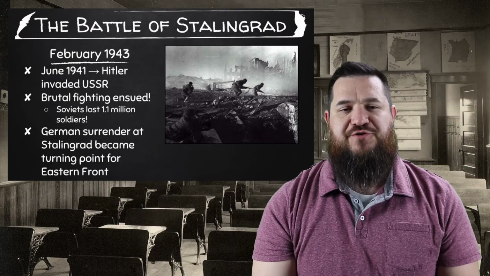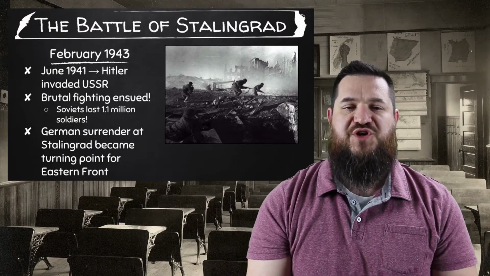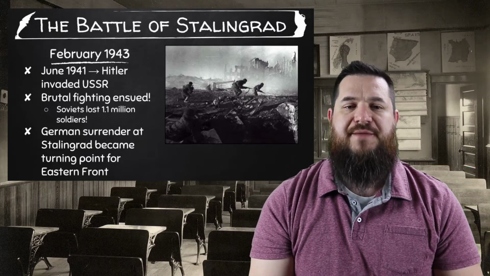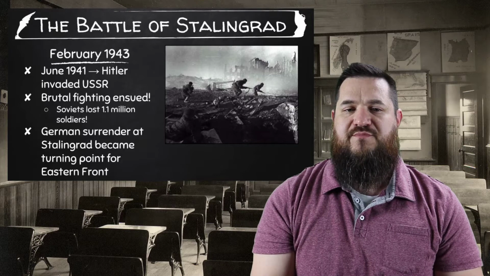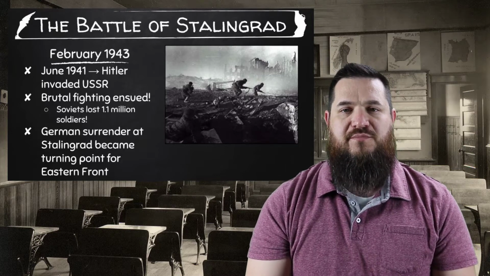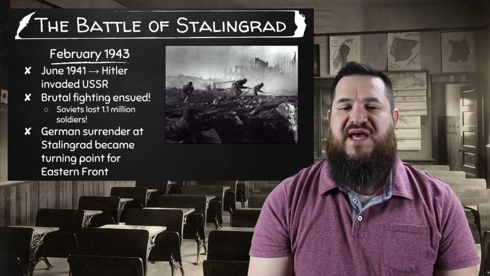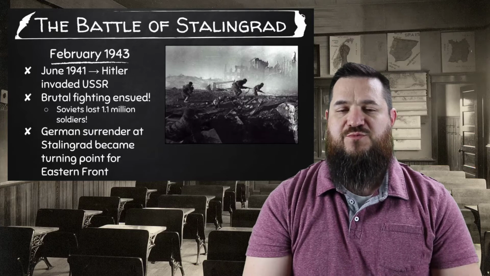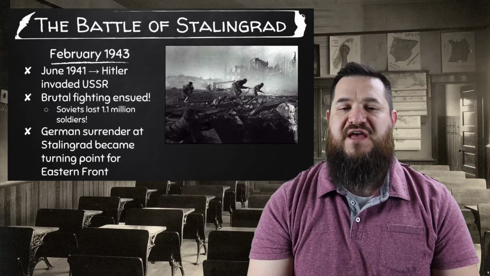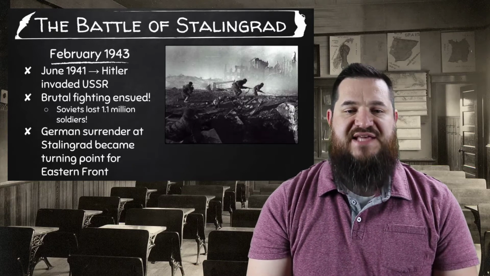For the next major event, we need to take a little bit of a detour again, this time to the Soviet Union. The thing we need to talk about is the Battle of Stalingrad. The Battle of Stalingrad came to a head in February of 1943. But let's rewind just a second. Let's talk about June 1941. This is when Hitler decided to go back on that non-aggression pact and invade the Soviet Union. It was a nasty, nasty fight.